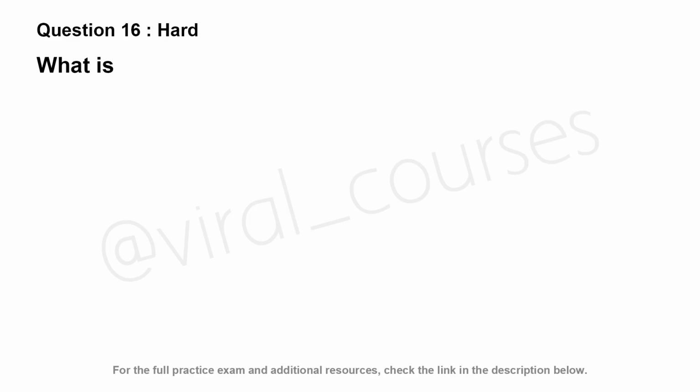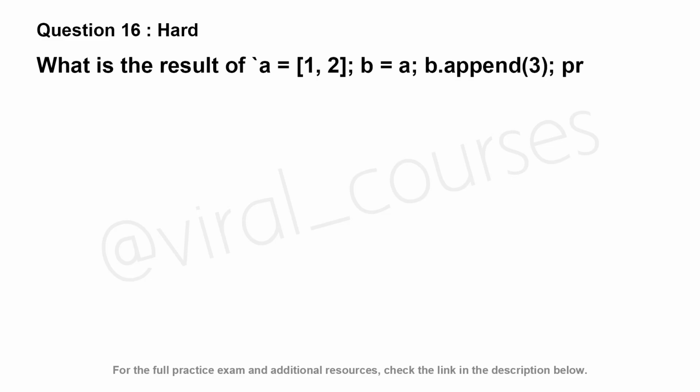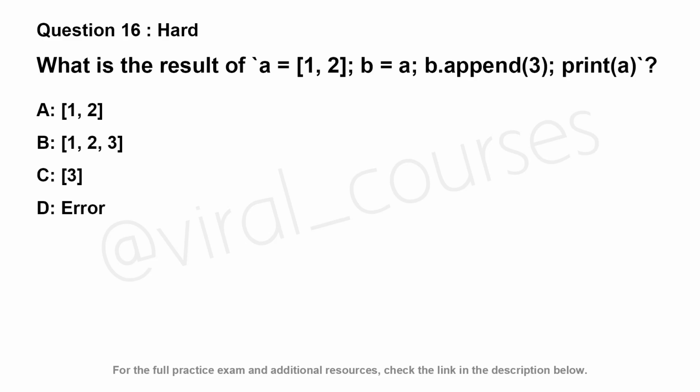What is the result of a = [1, 2], b = a, b.append(3), print(a)? Option A, [1, 2]. Option B, [1, 2, 3]. Option C, [3]. Option D, error.